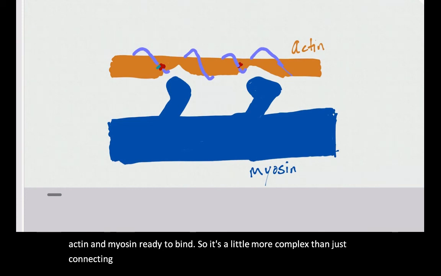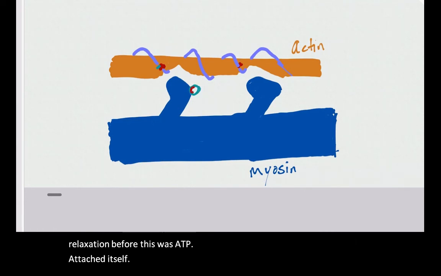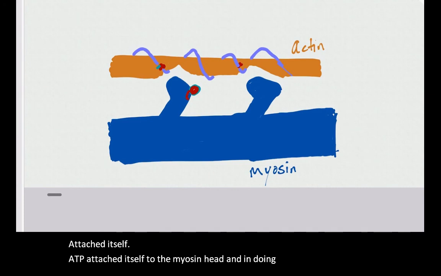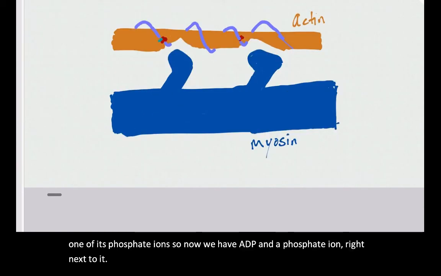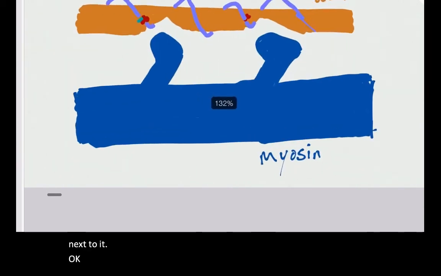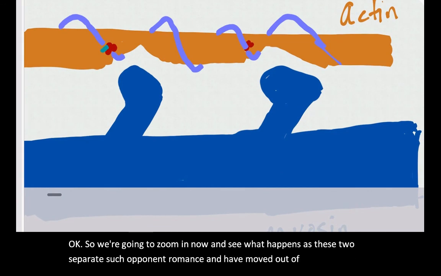What happened in the last cycle of contraction and relaxation before this was ATP attached itself to the myosin head, and in doing so, it separated from one of its phosphate ions. So now we have ADP and a phosphate ion right next to it. Okay, so we're going to zoom in now and see what happens as these two separate. So troponin and tropomyosin have moved out of the way because calcium is bound to troponin.